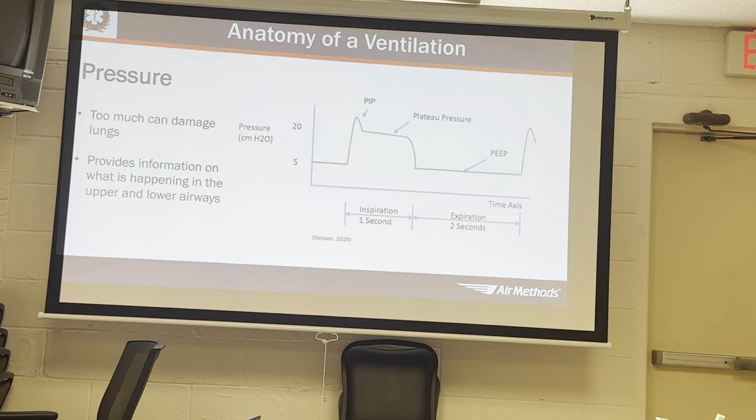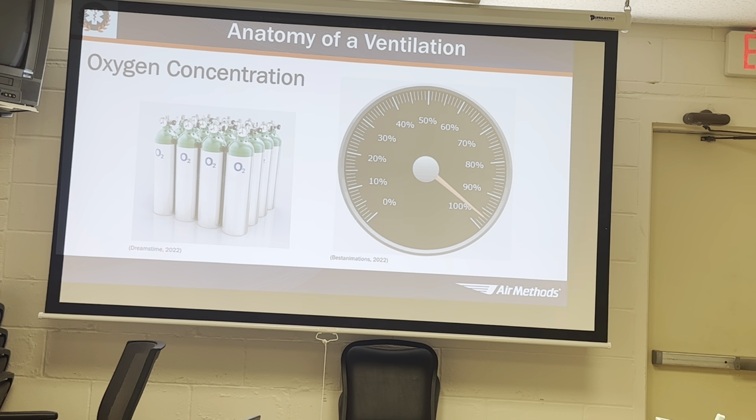The PIP is our peak inspiratory pressure. That's what the ventilator's maxing to in order to get that insufflation of the lungs. And then the plateau pressure is where we continue to give that breath over a period of time. And then you can see down at the bottom, again, we're maintaining an I:E ratio of 1 to 2.